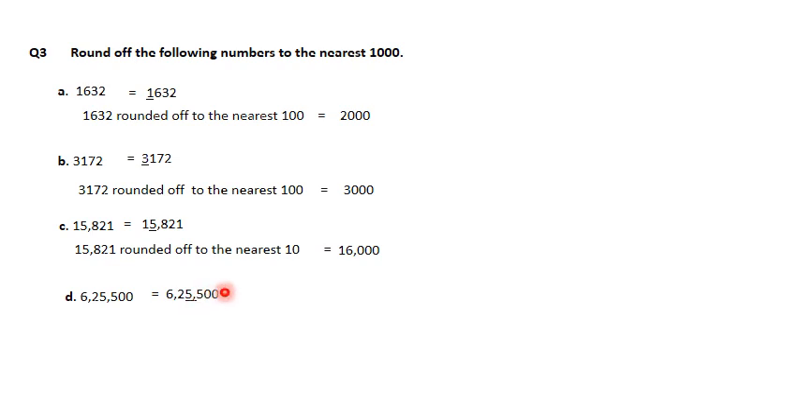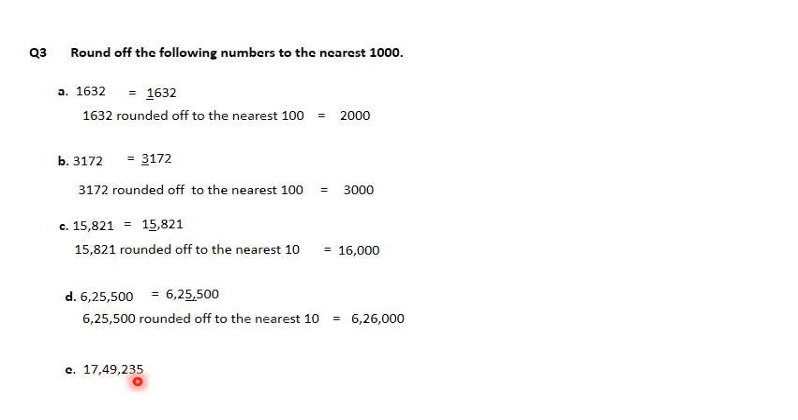So this 5 will be increased by 1, and the hundreds, tens and ones places will be replaced by 0. So your answer is 6,26,000. That means 6,25,500, when rounded off to the nearest thousand, your answer is 6,26,000.